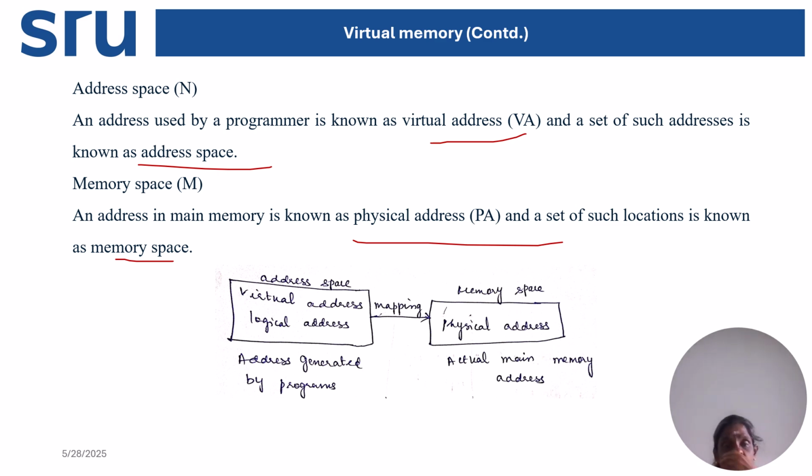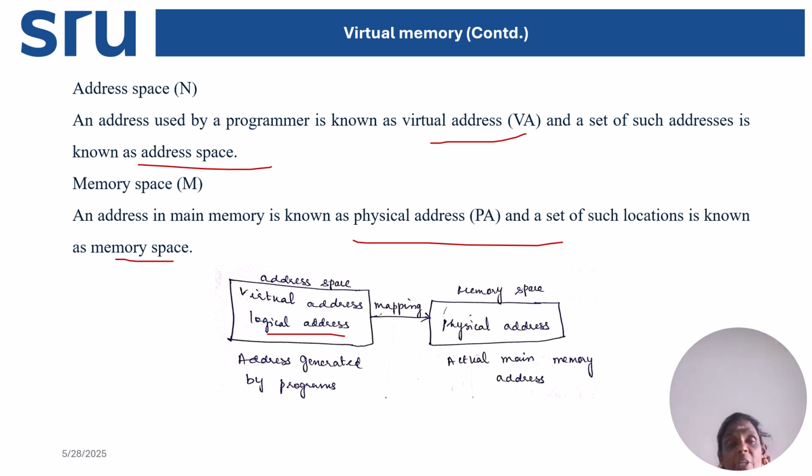Memory is known as physical. The set of such locations is memory space. So here virtual address and logical address, both names are correct. Address space is the address generated by the program. So it is truly available. If we are using virtual memory, the address has to be mapped to the main memory. So that is why mapping is stated here.